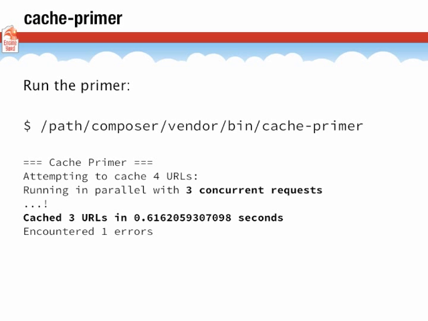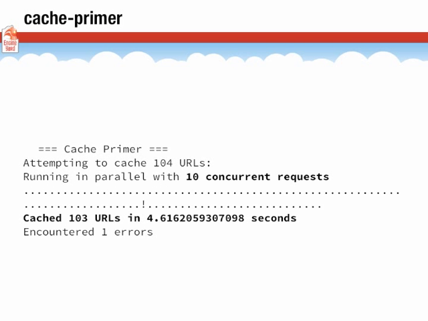This might seem quite slow. However, let's scale that up a little bit. Here we have 104 URLs to cache, and using 10 concurrent connections, we're able to complete that in just 4.6 seconds, which is a lot better.